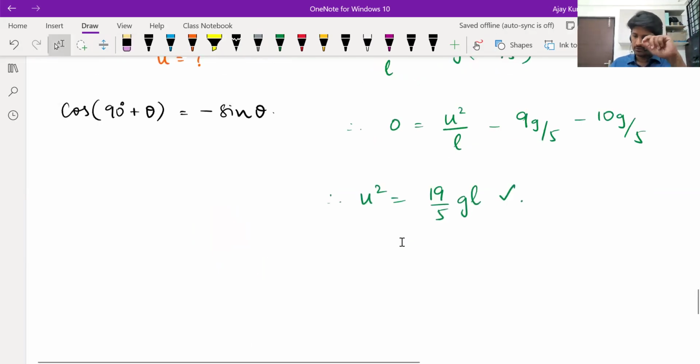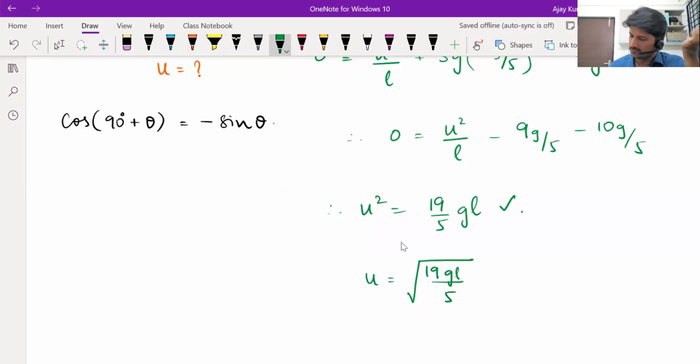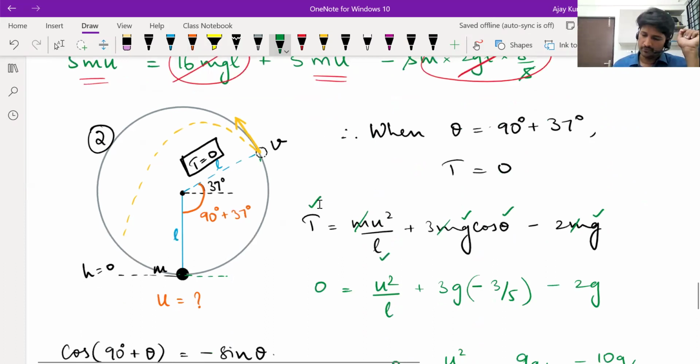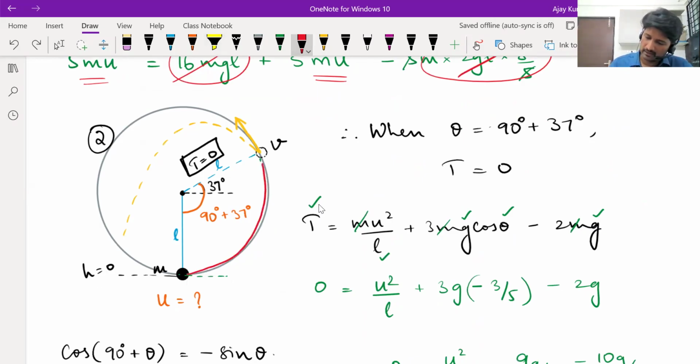Like in this problem, we found the speed should be under root 19 GL by 5. So with a speed of this much, the bob will be able to move along the circle up to this angle. After that, it falls into the circle and comes down like this. If you give a slightly greater speed, then you can make the bob move along the circle to an even greater angle. And if you give sufficient speed, you can make it go all the way to the top without falling into the circle.